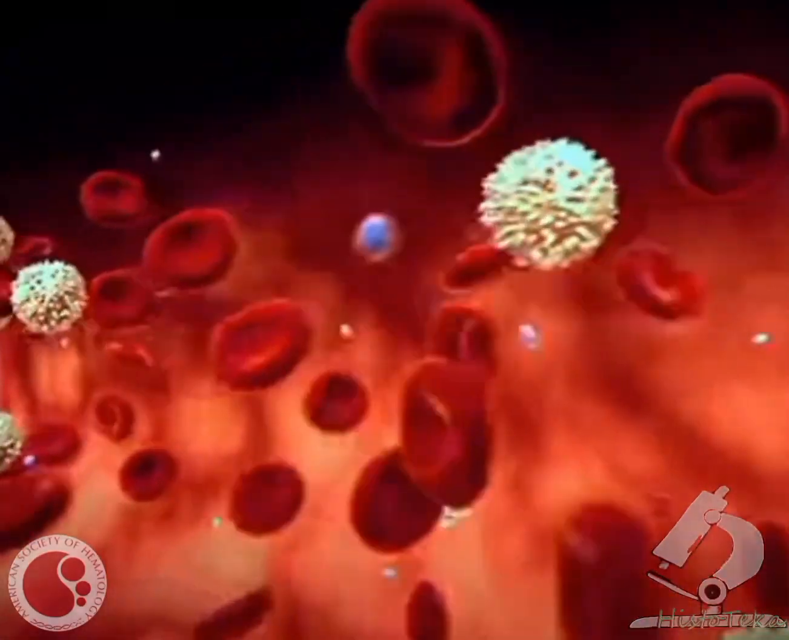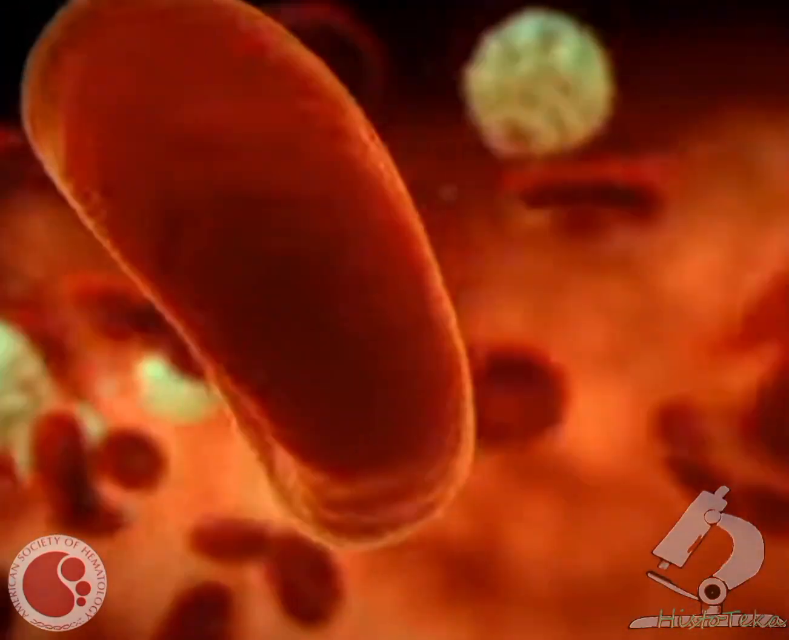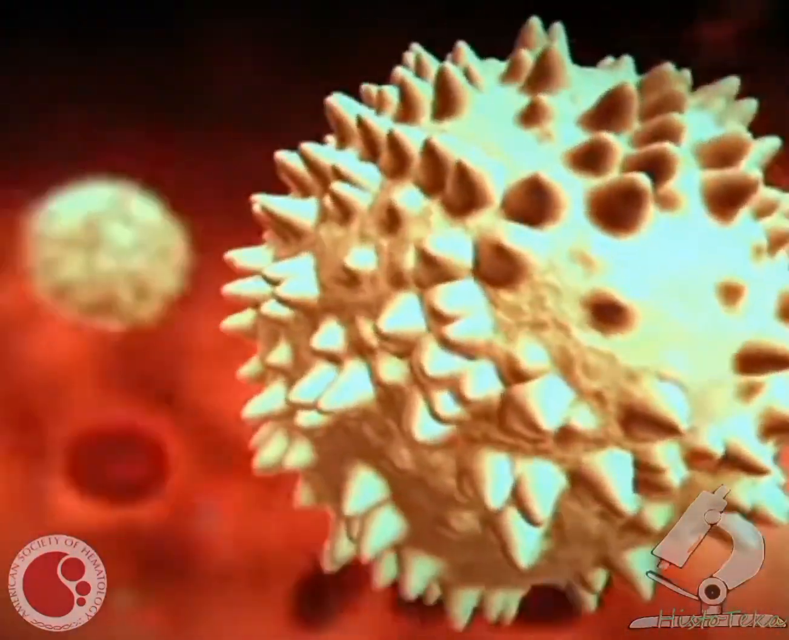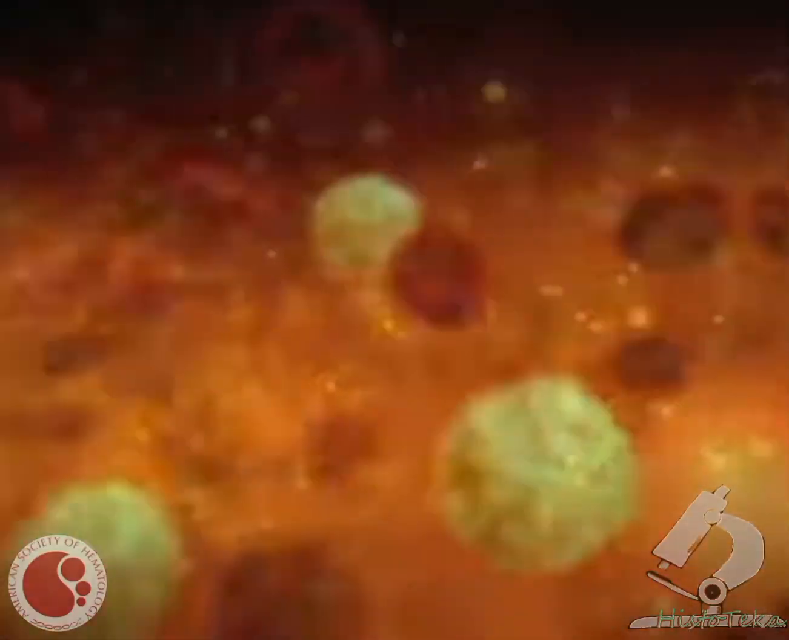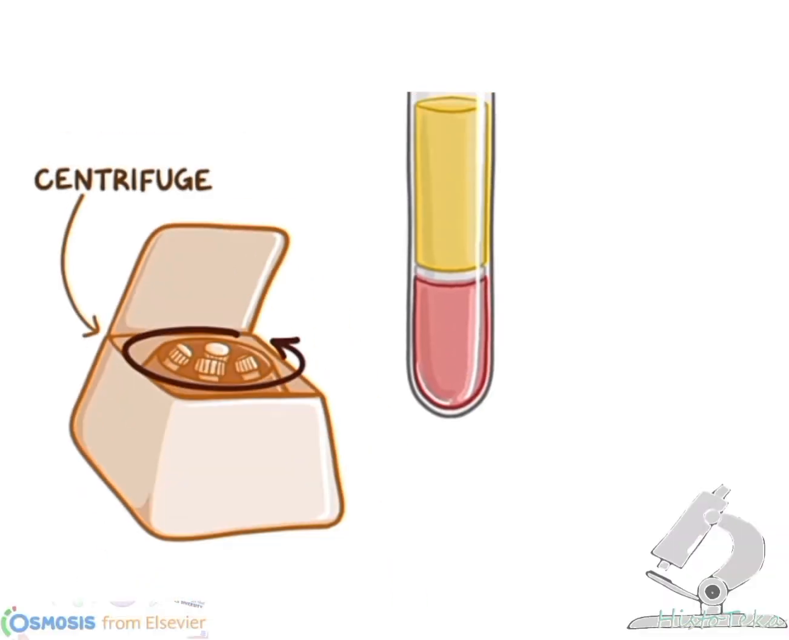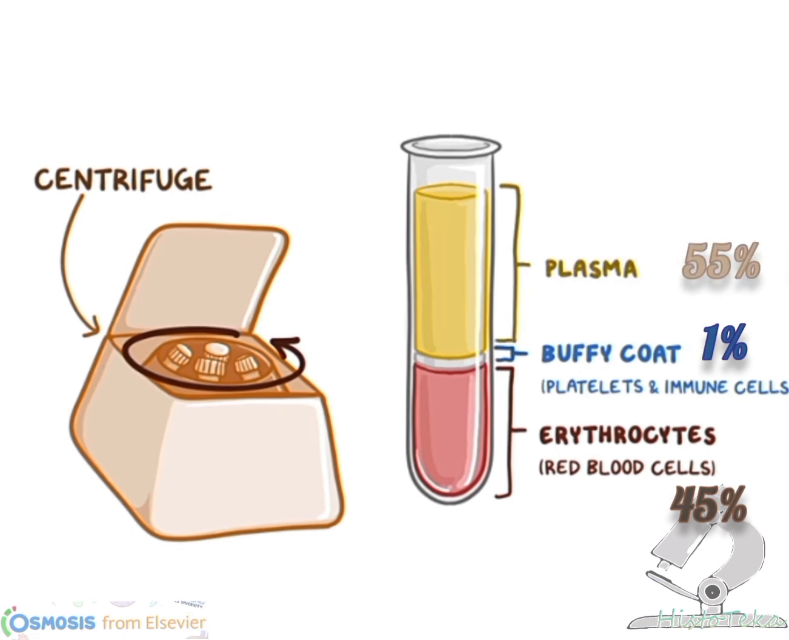Blood is a fluid connective tissue composed of three classes of formed elements: red blood cells, white blood cells, and platelets, circulating in a fluid called plasma. The plasma is 55 to 60% and formed elements are 40 to 45% of the blood.